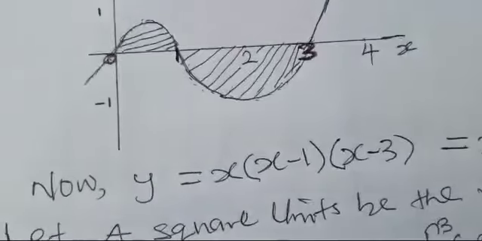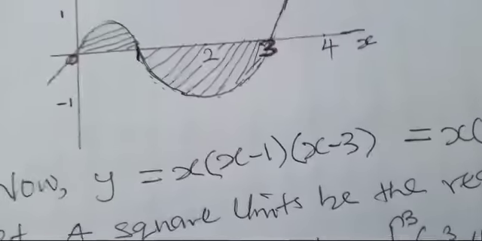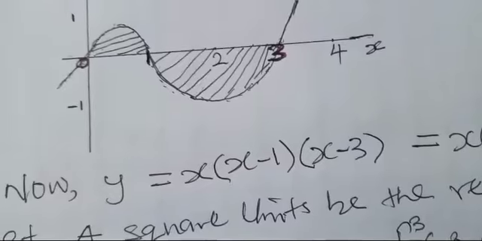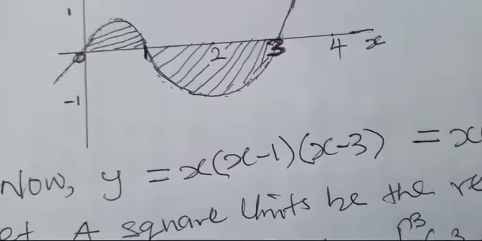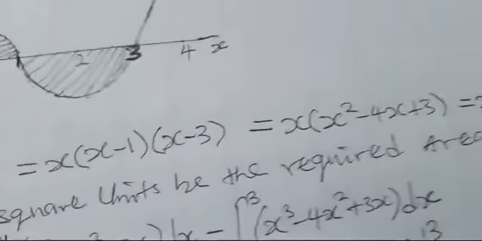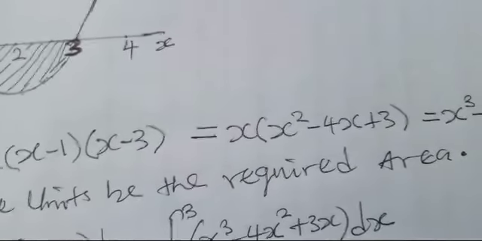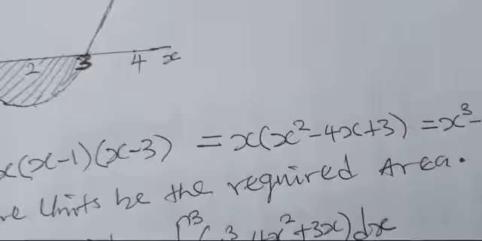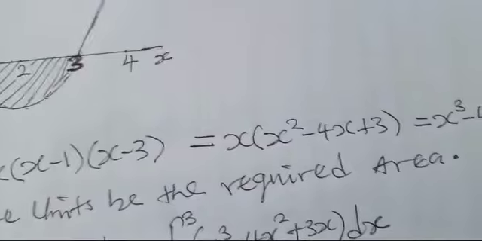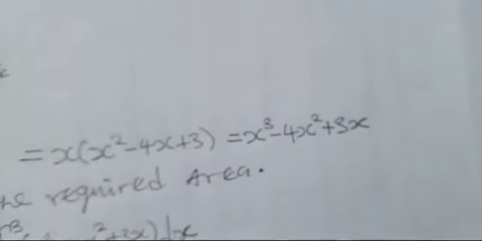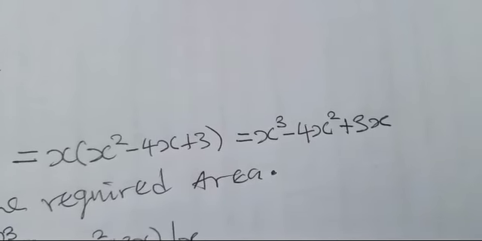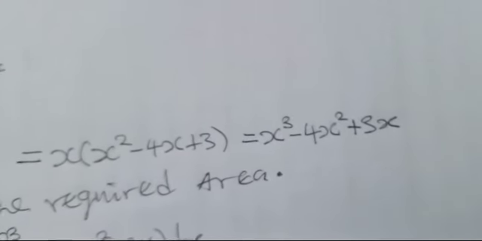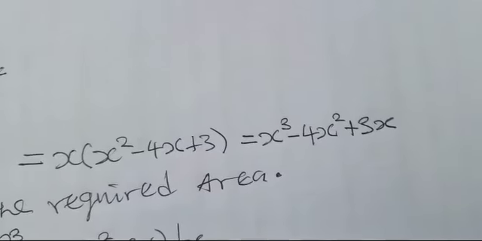Alright, now the function we used to draw the sketch of the curve is y equal to x into x minus 1 into x minus 3. Expanding that, we are going to have x times (x squared minus 4x plus 3), multiplying x minus 1 and x minus 3. And that further gives x cubed minus 4x squared plus 3x. So this is the main function that we are dealing with. Y equal to x cubed minus 4x squared plus 3x.